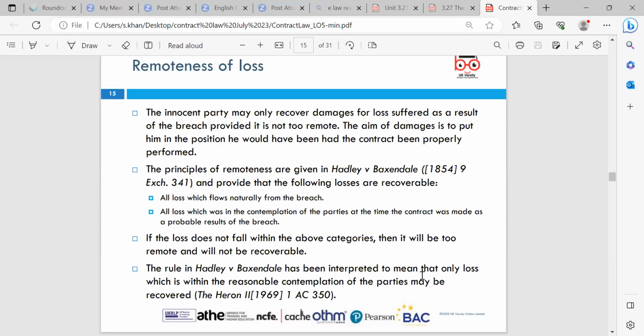The principle of remoteness is given in Hadley v Baxendale 1854 and provides that the following losses are recoverable: all loss which flows naturally from the breach, and all loss which was in the contemplation of the parties at the time the contract was made as a probable result of the breach. If the loss does not fall within the above categories, then it will be too remote and will not be recoverable. The rule in Hadley v Baxendale has been interpreted to mean that only loss which is within the reasonable contemplation of the parties may be recoverable.